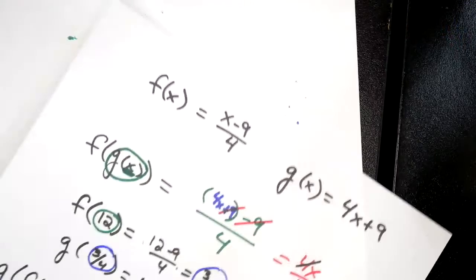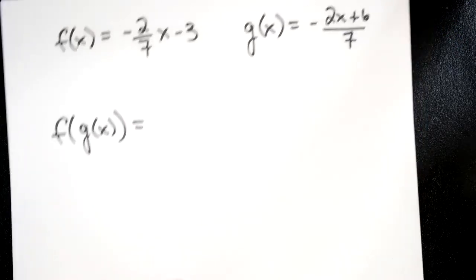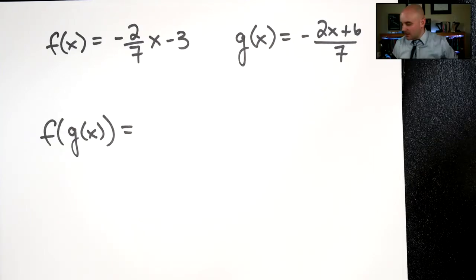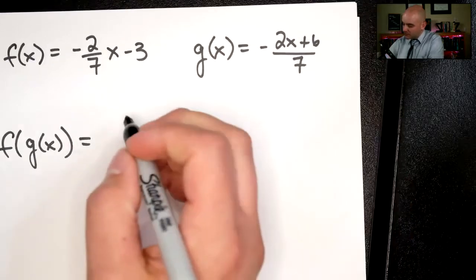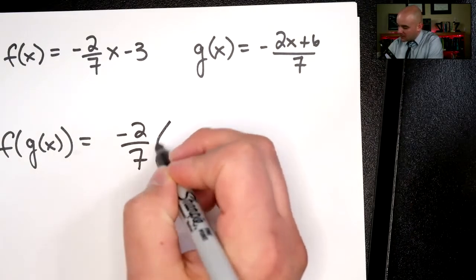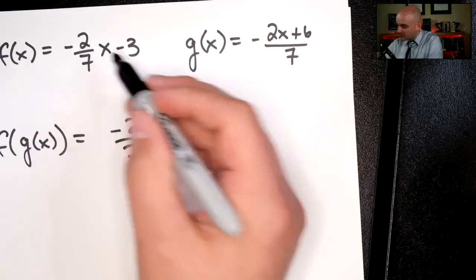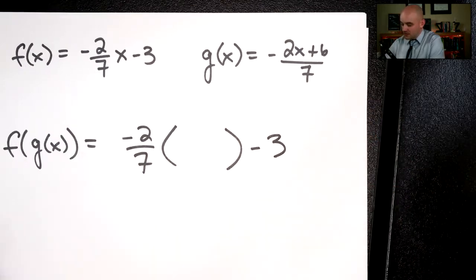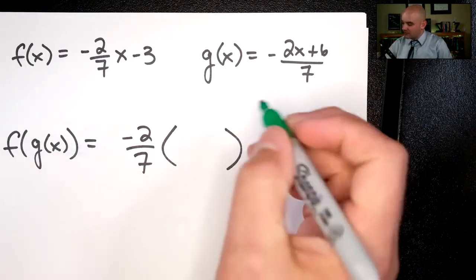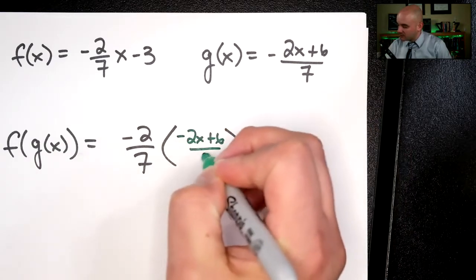So let's look at our next example. We have negative 2/7 x minus 3. Let's find it there. There we go. And we've got negative 2x plus 6 over 7. I want to see, are these inverses or not? So I'm going to try with the f of g of x. So I'm going to write out the f function. And everywhere I see an x, I'm going to put a set of parentheses. And then inside the parentheses, put that g function. So negative 2x plus 6 over 7.